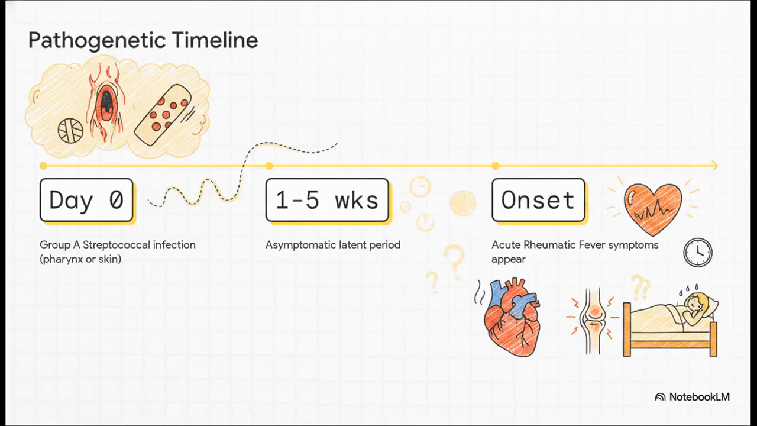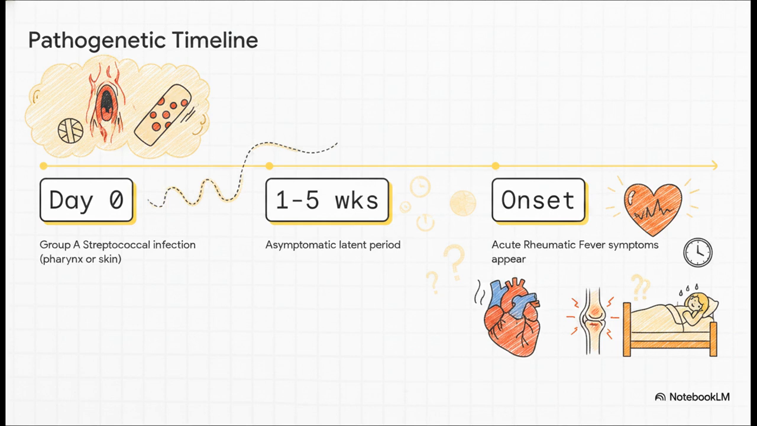So how does it all start? The clinical timeline always kicks off with a group A streptococcal infection. Now, traditional textbook teaching almost exclusively focused on strep throat, right? But here's an important update. Recent epidemiological evidence points to a clear role for superficial skin infections in the pathogenesis of acute rheumatic fever, too.